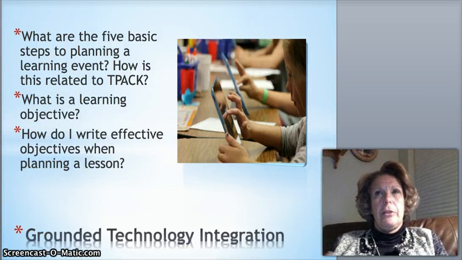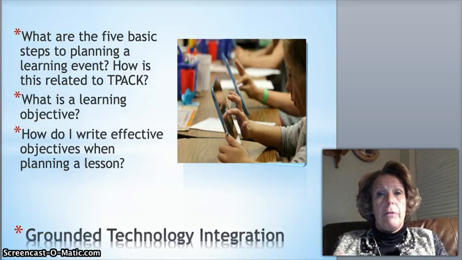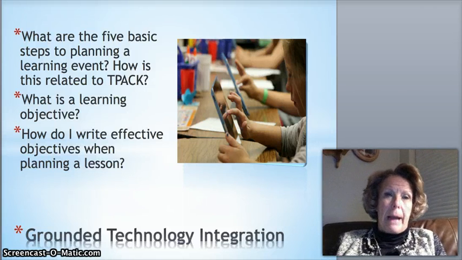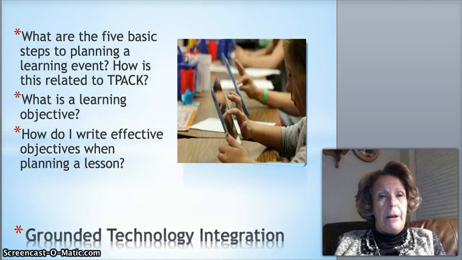Then we got into this transition to grounded technology integration. And you guys, again, go back and make sure you're reading these articles, the Harrison Hofer article. Then this led into the math aspect with math activity types. What do we think of when we use technology in math? So basically, what are the 5 basic steps in planning a learning event according to Harrison Hofer? And then how does this relate back to TPACK when you think about that framework?